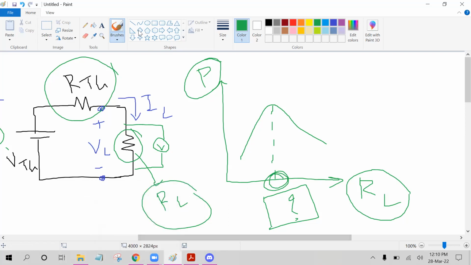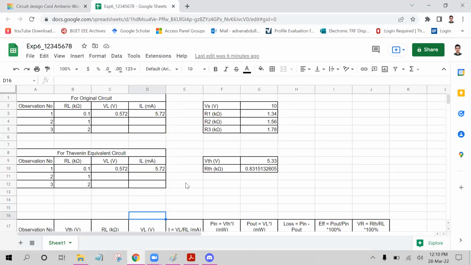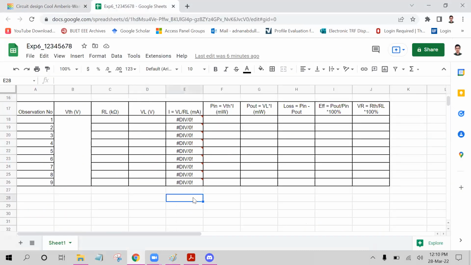Okay, so first let me show you the data table for this task. This is the data table. Yes, it looks large, but it is not going to be very difficult to fill up because we need to measure just one value, the load voltage.